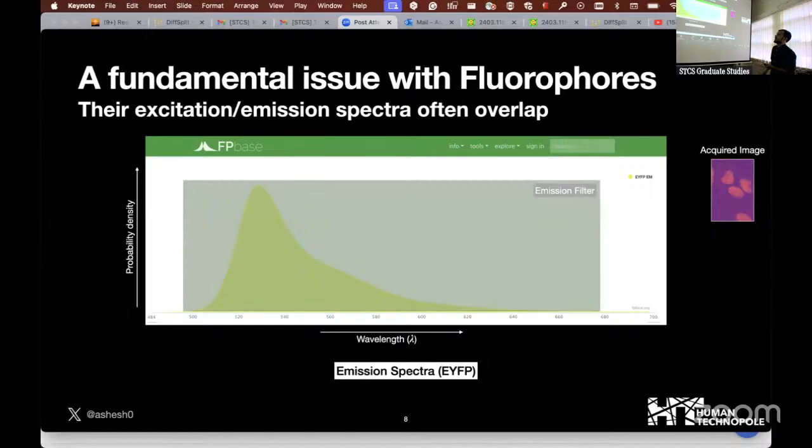What they do is they have this emission filter which limits what is collected. And the reason is there are different light sources inside a microscope. And so if you collect everything, then the contrast of an image is poor. And so you need some sort of a filtering mechanism to filter out the unnecessary light coming from other sources.